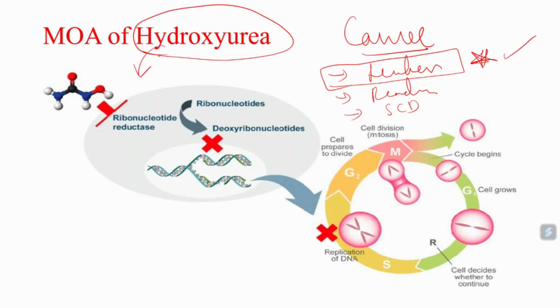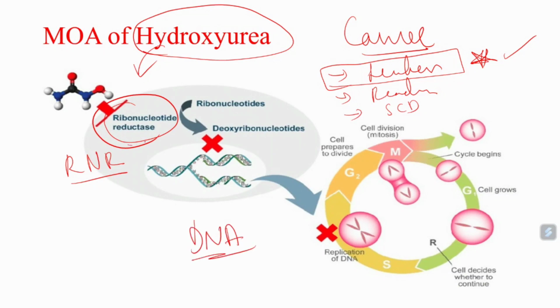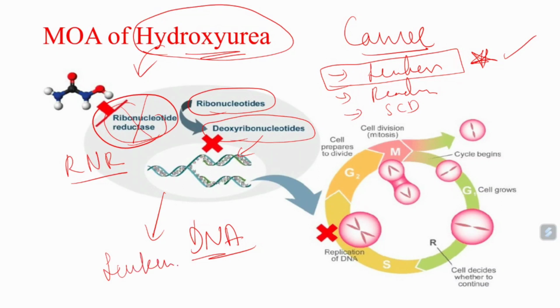Now see, when hydroxyurea is given, it will inhibit a very important enzyme called ribonucleotide reductase, RNR. This enzyme is important in the production of DNA. It converts ribonucleotides into deoxyribonucleotides, which are important in DNA synthesis. So when this enzyme is inhibited, this reaction doesn't take place, there is no synthesis of DNA, and further cell replication and protein synthesis will be stopped. That's why hydroxyurea inhibits ribonucleotide reductase, and by that it kills the cells, especially in leukemias. Okay, this is the very simple mechanism of hydroxyurea in cancer.